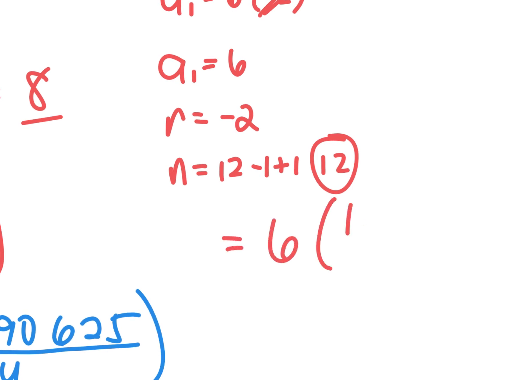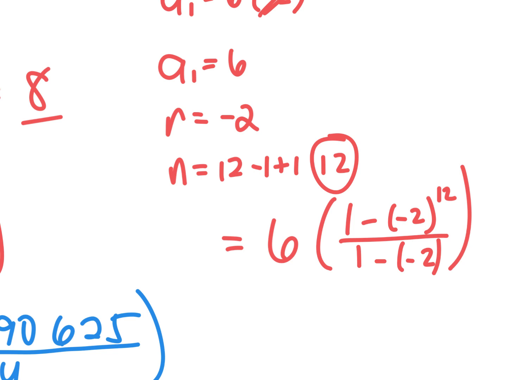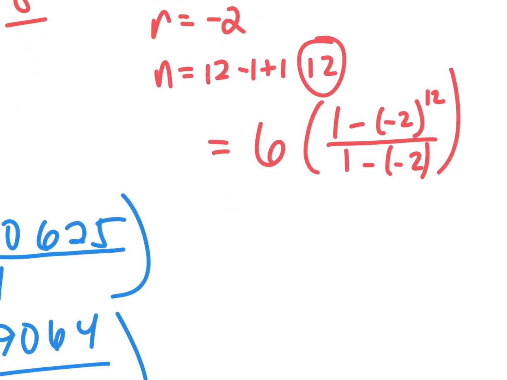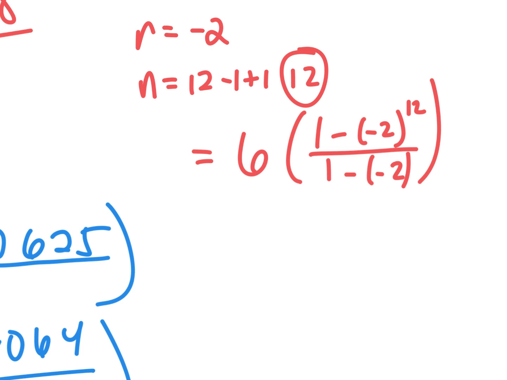First term, 1 minus my R, which is -2 to the 12th power over 1 minus -2. This one's tricky because you have negative signs. Do not change this to a positive right here yet. What do you have to do first? You have to do the exponent first. So this is 6 times 1 minus, what is -2 to the 12th? You have to put the -2 in parentheses. If you don't, your calculator will raise 2 to the 12th power and then multiply it by -1. So put -2 in parentheses and raise it to the 12th power.